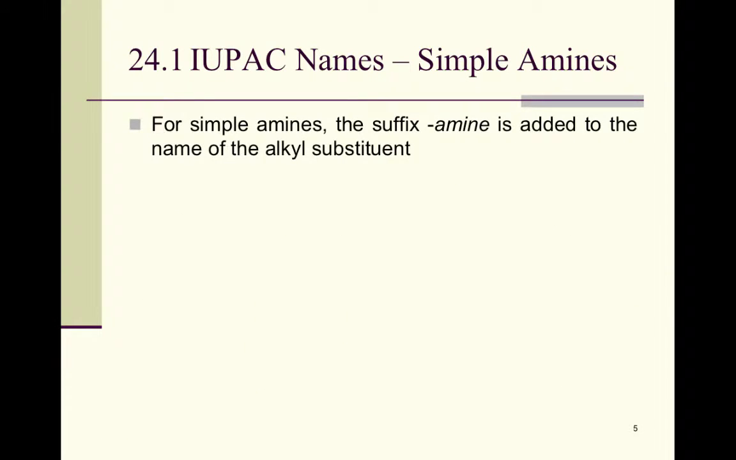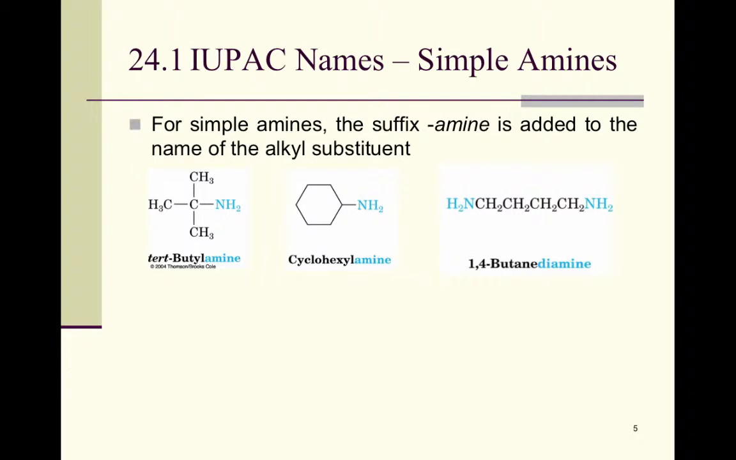IUPAC names, simple amines. What we're going to see with amines, there's actually a lot of acceptable ways to name amines. This is the first way we're going to look at, simple amines. This is done by adding the suffix amine to the name of the alkyl substituent. Tert-butylamine, we have our amine right here, and this group, what we have in black right here, is our tert-butyl or T-butyl group that we learned as a common name earlier.